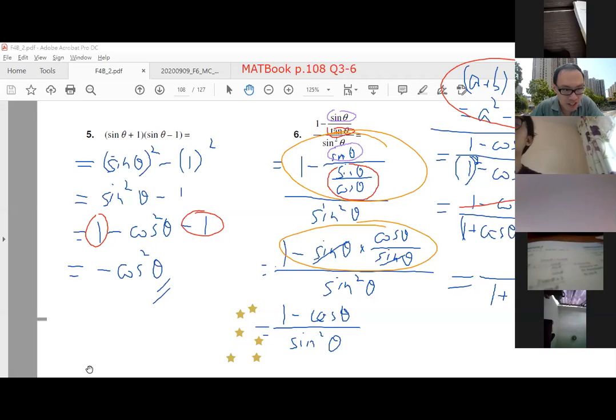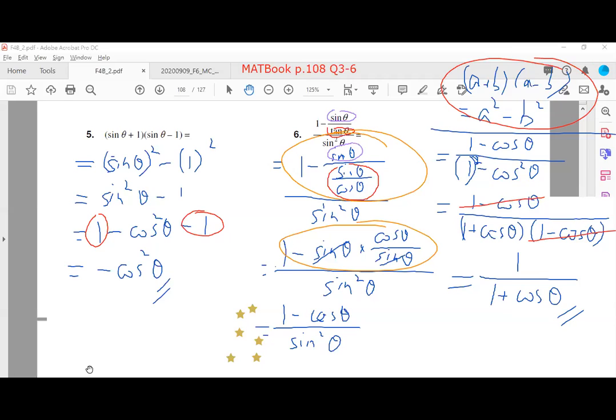So let's go to the next classwork. Next classwork. I'm going to clear the board now.